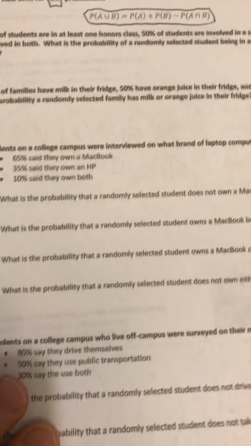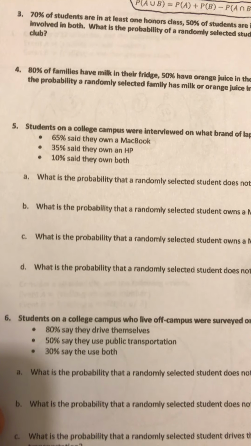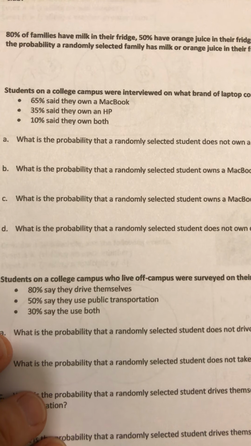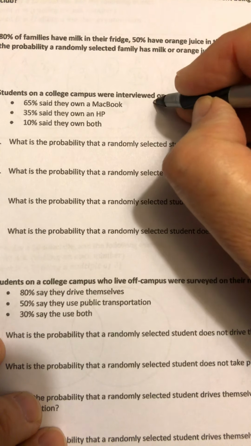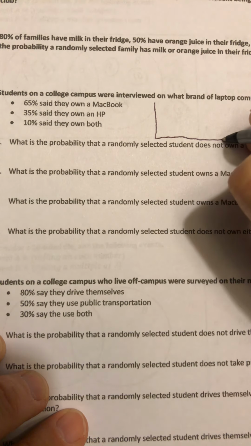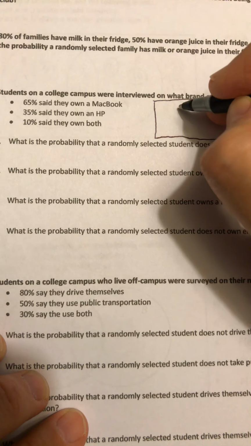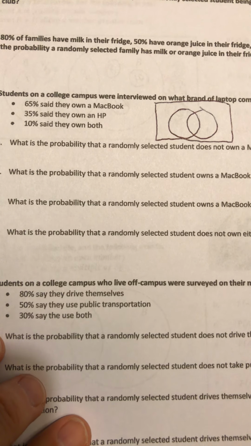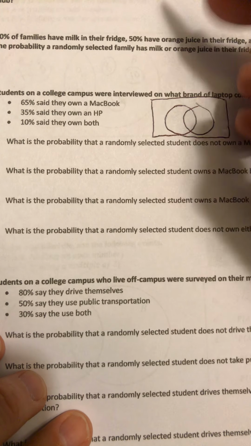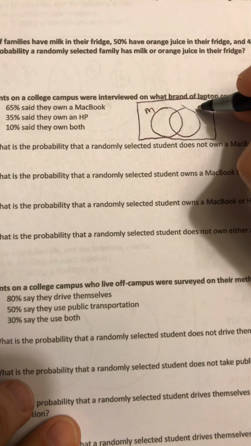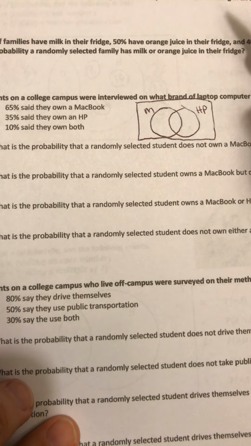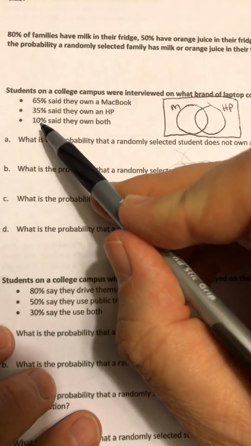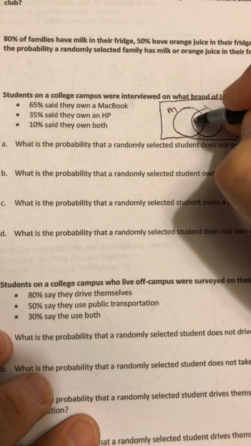All right, let's go down to this problem right here. You're going to do 3 and 4 and the rest of them on your own. But I want to look at number 5. One of the best ways to do these problems is to make that Venn diagram. So I'm going to make my Venn diagram. And in this problem, I'm dealing with students that own a MacBook, an HP, or both. But I always like to start in the middle. How many of them own both? Well, 10% said they own both.